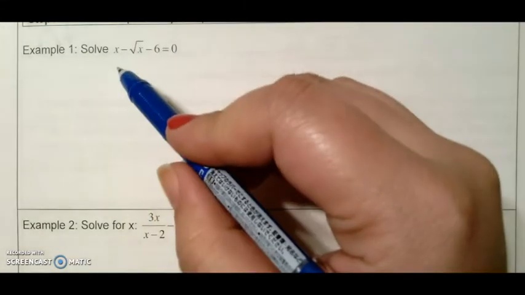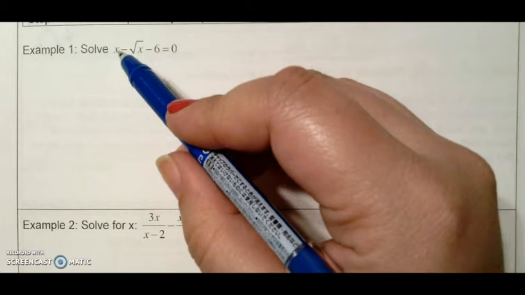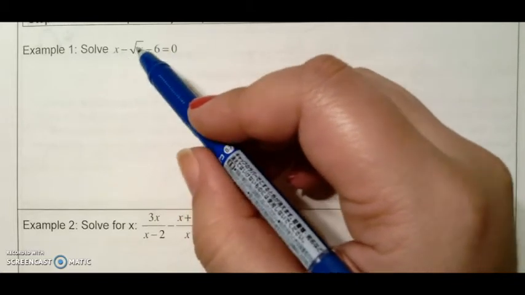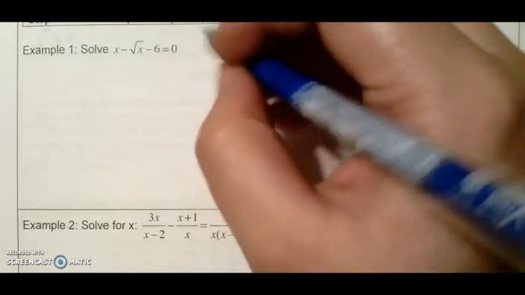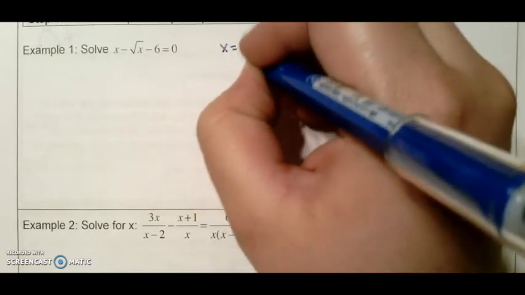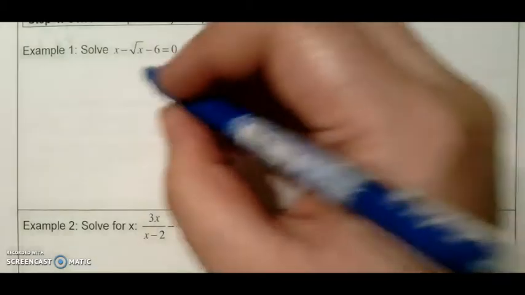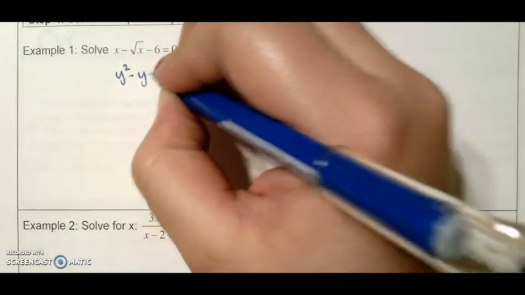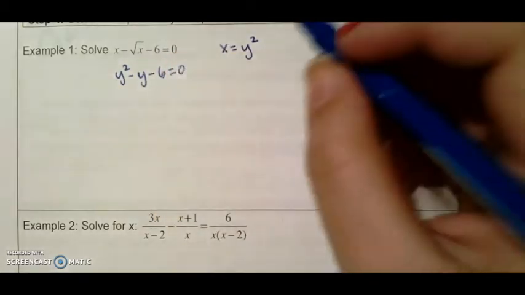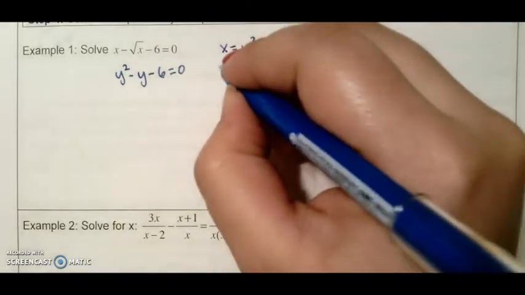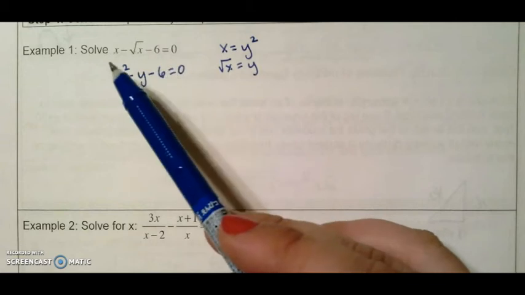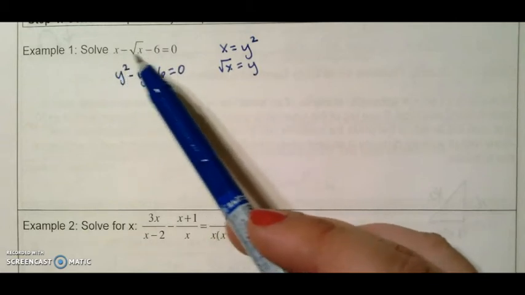Notice if we're looking at the exponents here, x is raised to the first power and this one is raised to the 1/2 power. So it looks kind of like a quadratic if x was, let's call it y squared, okay? Then we could rewrite this as y squared minus y minus 6 equals 0, because if x is y squared, then the square root of x is y. So it could be rewritten as a quadratic equation, but it doesn't have a degree 2 from the get-go.